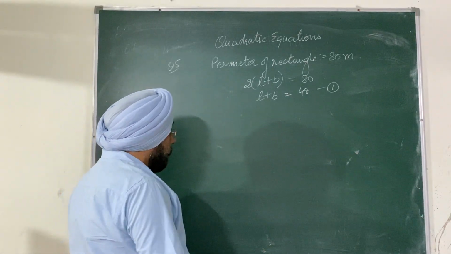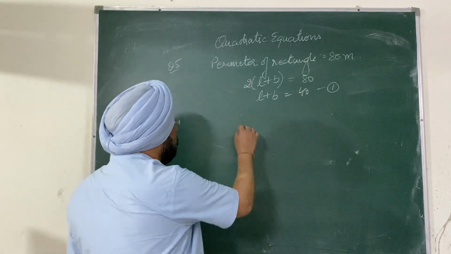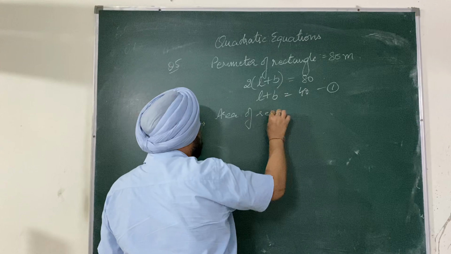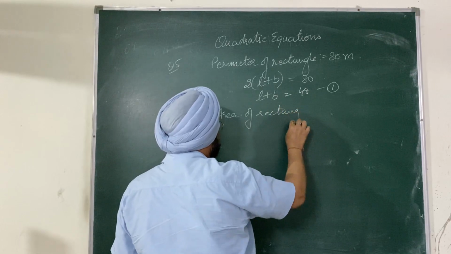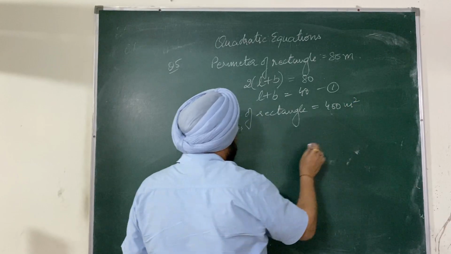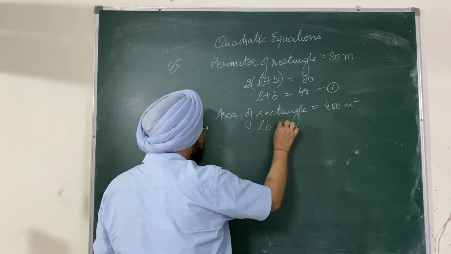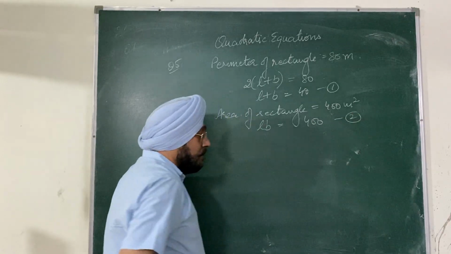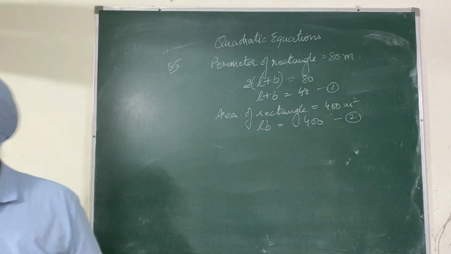Second, we are given area of the rectangular field. Area of the rectangle that is given as 400 meters square. Now the formula is L multiplied by B is equals to 400. This is number 2. Now see how to solve it.